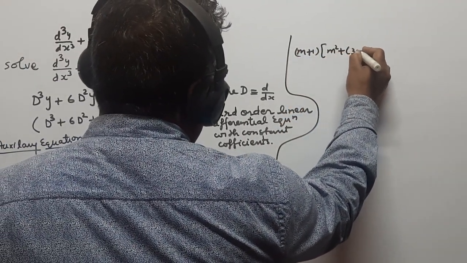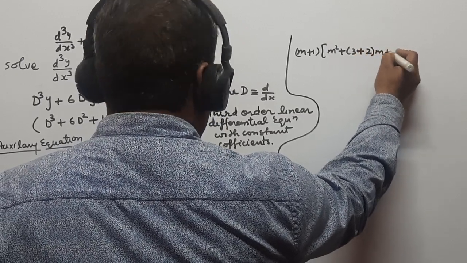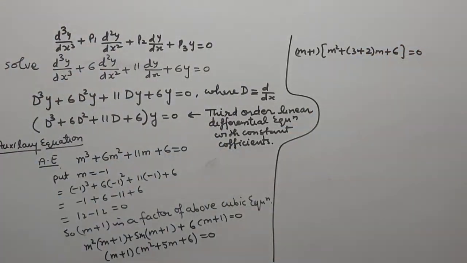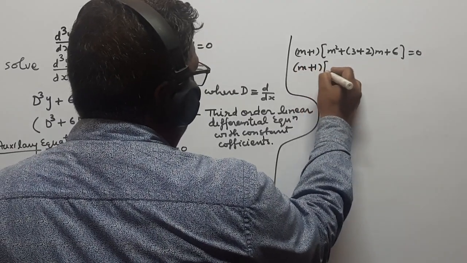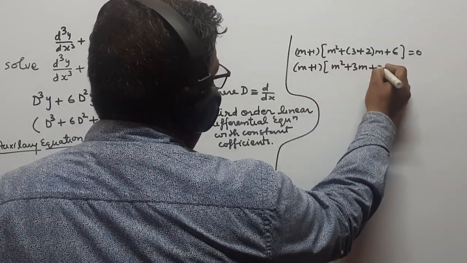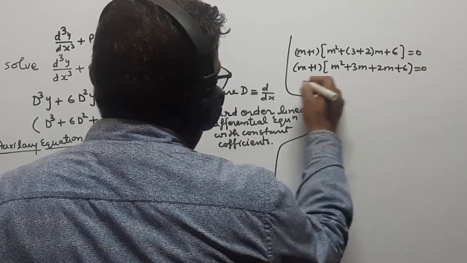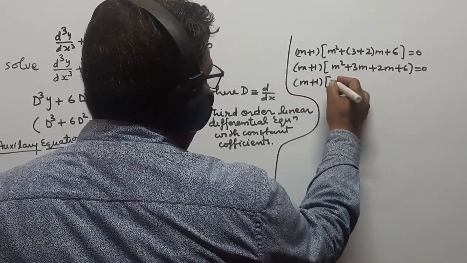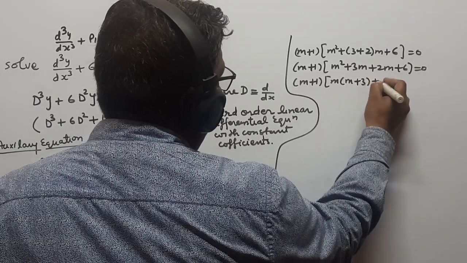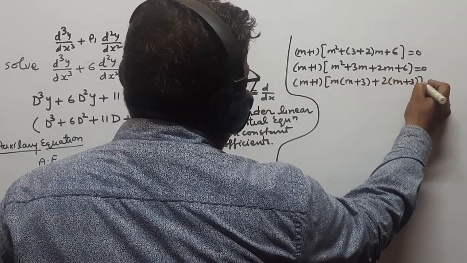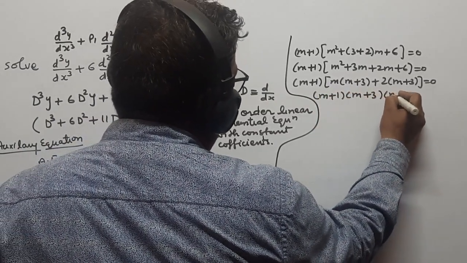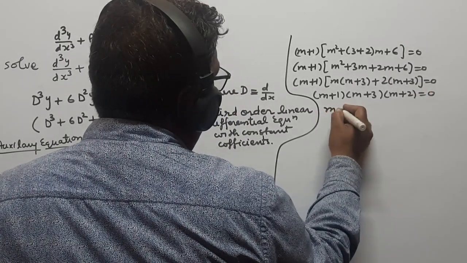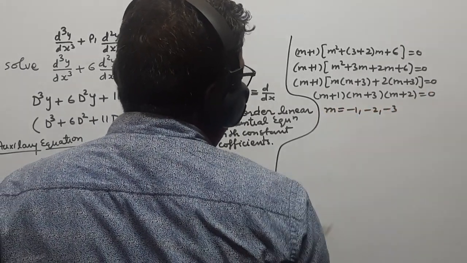So this can be written as m square plus 3m plus 2m plus 6 equal to 0. Taking common m, we get m plus 3. Here we take common 2, we get m plus 3. If we take common m plus 3, we get m plus 2 equal to 0. So m is equal to minus 1, minus 2, minus 3.